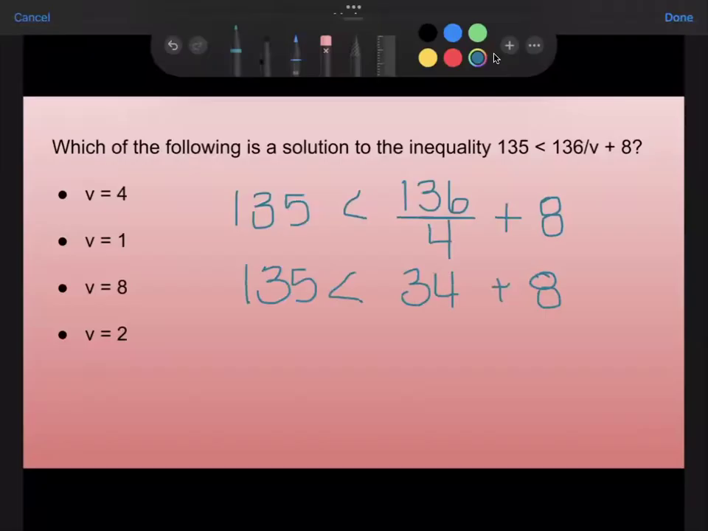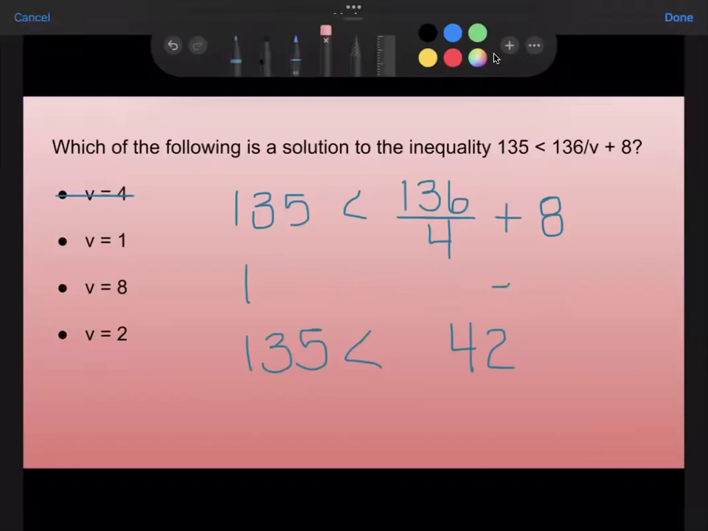Now I can add 34 plus 8 together, and I would end up with 42. So 42 here, and the symbol there, and 135. So the statement says that 135 is less than 42. That is not correct. It is definitely not less than 42. So V could not be equal to 4. I'm going to cross that off.